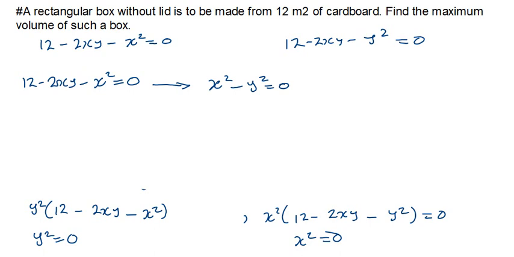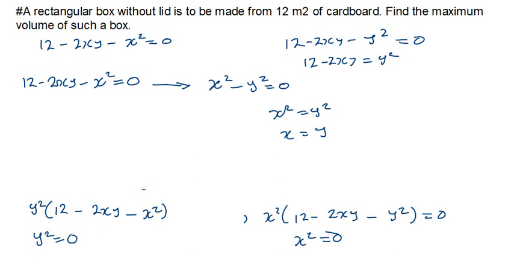Because this part here that you have, this is more like you're saying your 12 minus 2xy is equals to what? Y squared. So this part here I can substitute with y squared. That's why I'm writing it like that, okay. So now you observe that your x squared is equals to your y squared, meaning your x is equals to your y, okay. Your x is equals to your y there.